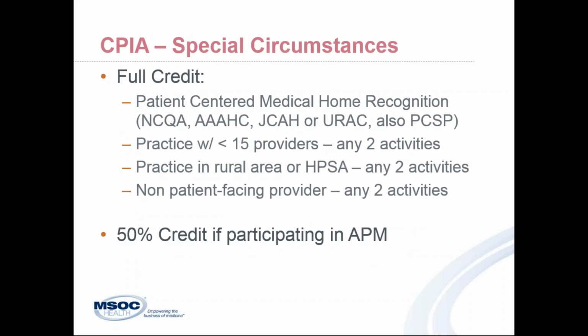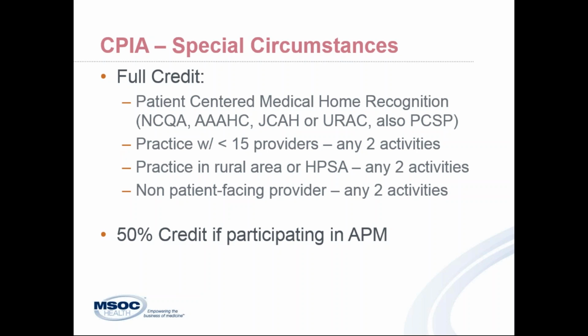First of all, if you're a patient-centered medical home recognized by NCQA or these other organizations, or a patient-centered specialty practice recognized by NCQA, you automatically get full credit for this section, which is worth 15% of your total score. If you're a practice with less than 15 providers, you don't have to get 60. You can just report on any 2 activities and you will get the full credit of the 15%.